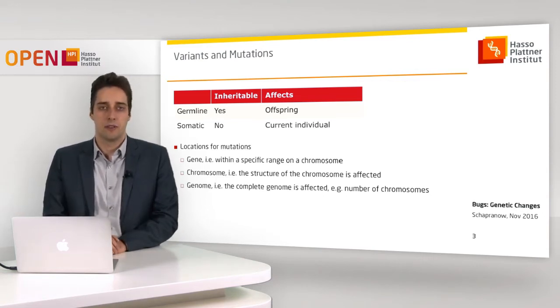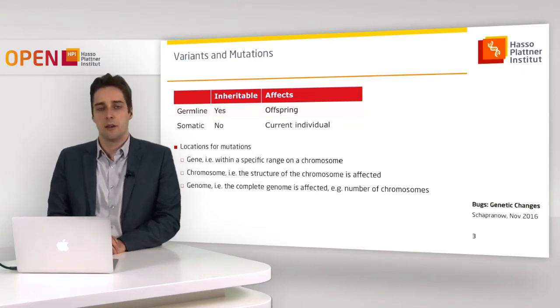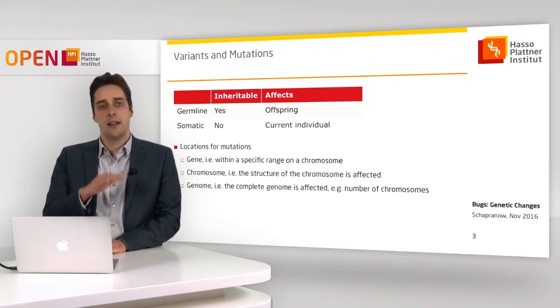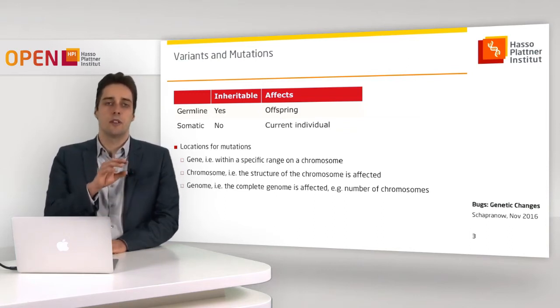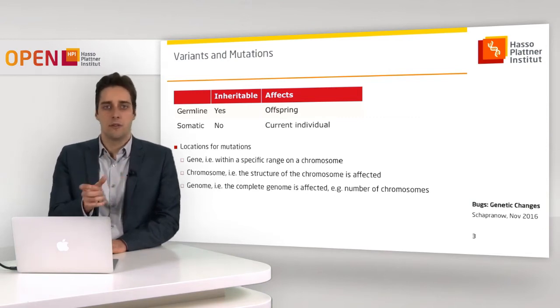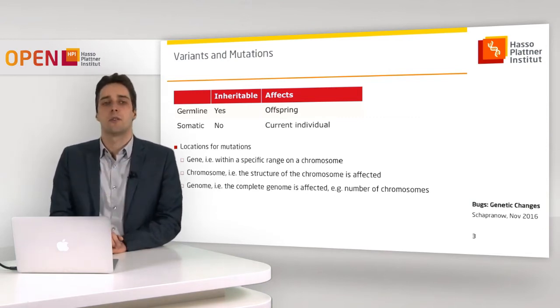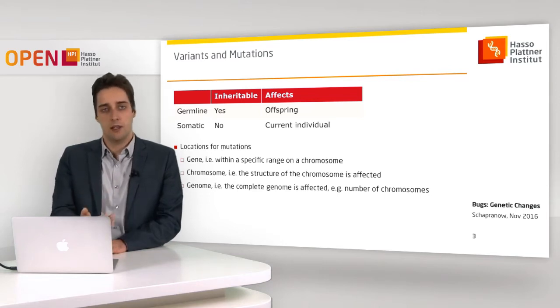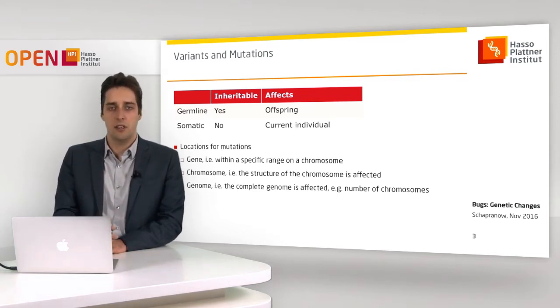line of family members. Where are locations for mutations? And this is really only an excerpt, but you have different levels. Of course, on the lowest level, it could be on a gene, so certain regions. On a chromosome level, you have certain chromosome parts which are affected, or on a genome level. We want to deep dive a little bit here and understand which kind of mutations are available.